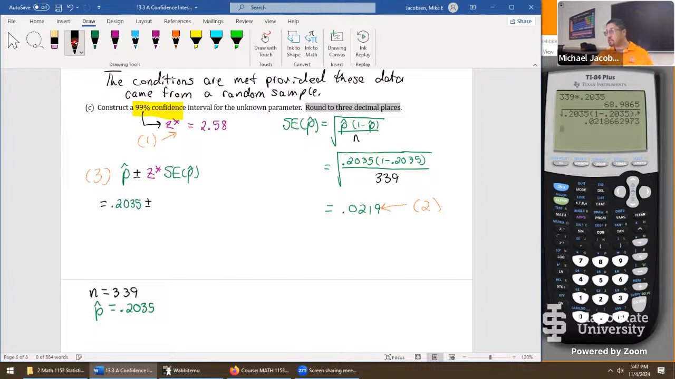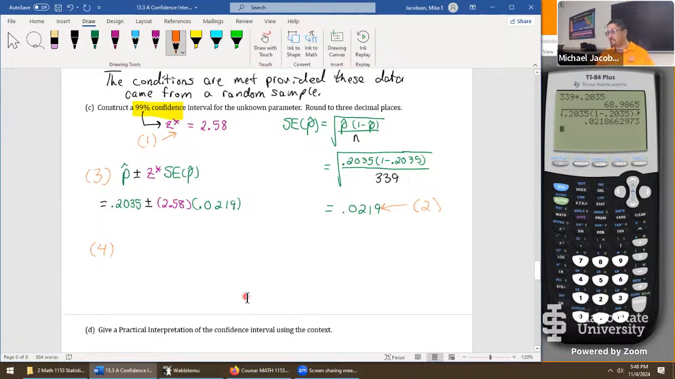Then it goes plus or minus. In place of this z star, use the 2.58 value in the table we looked up. And then finally, in place of standard error of p hat, we're plugging in 0.0219. So we're just about there. In our step 4, we're going to give the entire answer for the whole confidence interval. Looks like we can delete that screenshot now. Any questions or comments, folks, to this stage?